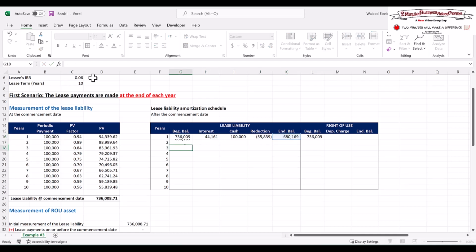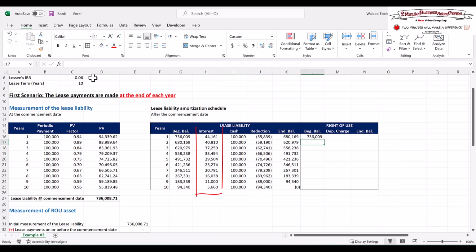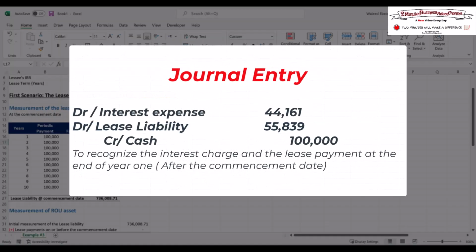In year 2, we start with the ending balance of the lease liability in year 1, and we repeat what we have done for year 1, so let us complete the rest of the schedule. Here in this column, we have the yearly interest charge that will go to the profit and loss. And in this column, the yearly balances for the lease liability that should appear on the balance sheet at each year end, till it comes to 0 at the end of year 10, the end of the lease term. This is the journal entry that should be booked in the lessee's books at the end of year 1. And that entry is booked every year end with the relevant figures taken from the lease amortization schedule.